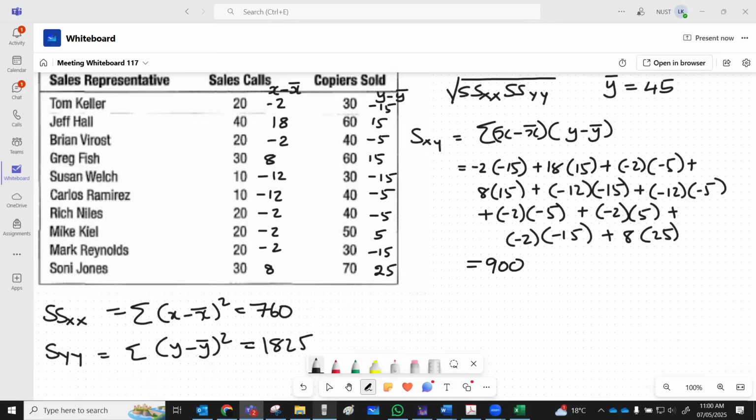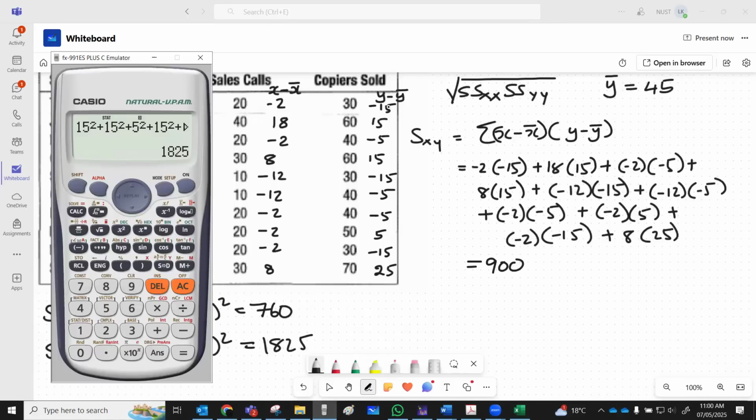Okay, I just want to check. There's so many repetitions. How many 15s? I have 1, 2, 3, 4, 5. So I have 5 times 15 squared. And then I have 1, 2, 3, 4. So I have 4 times 5 squared. And then I have a 25 squared. Okay. Is that right? Oh, okay, just need to check my calculations again.